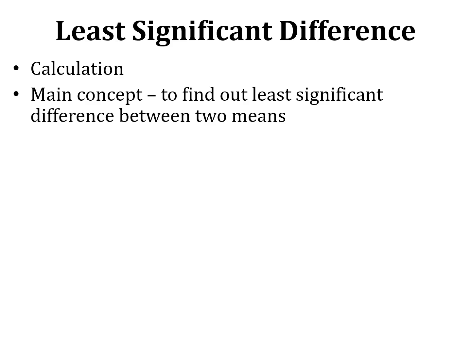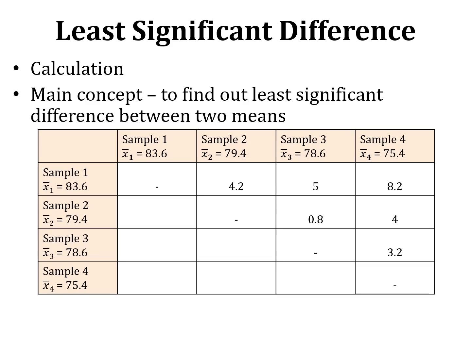Because we had different values. We had 0.8, we had 4, we had 6, we had 3.2. So which of these values should be considered significant, right? So this is the main concept of the calculation of LSD. So we have these values here. We have values as low as 0.8 and values as high as 8.2. And which one of these values should be considered a significant difference? This is the main purpose of LSD.